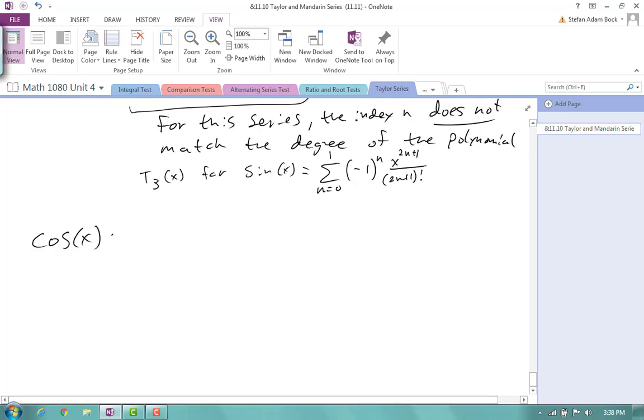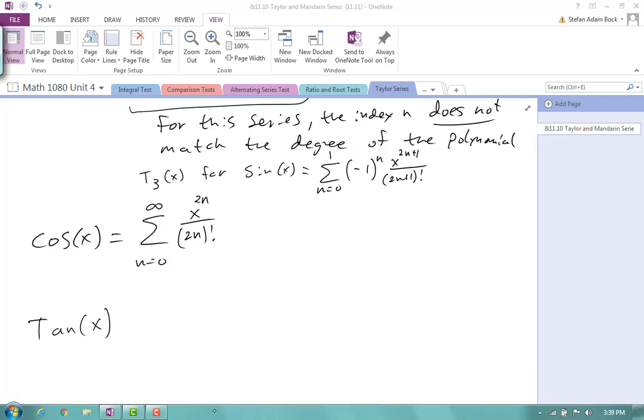So cosine of x, like sine of x, skips a bunch of terms. I go from x to the 2n over 2n quantity factorial. Tangent would be sine divided by cosine, but you can imagine that would really, really suck to do. It's bad enough to divide polynomials, but dividing infinitely long polynomials, I'll pass. You could do it though, and you would probably end up with something that looks like this.